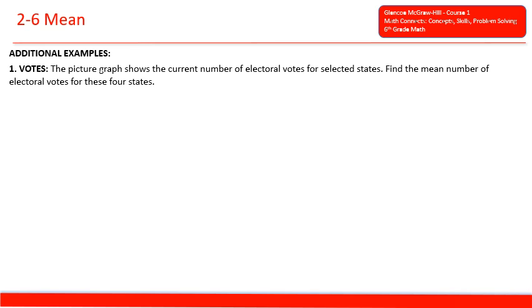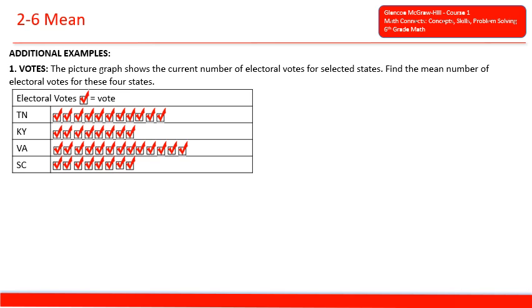Additional examples. The picture graph shows the current number of electoral votes for selected states. Find the mean number of electoral votes for these 4 states. So we have 11, 8, 13, and 8. If we add those up and divide by 4, we'll get 40 over 4, which means our mean is 10.